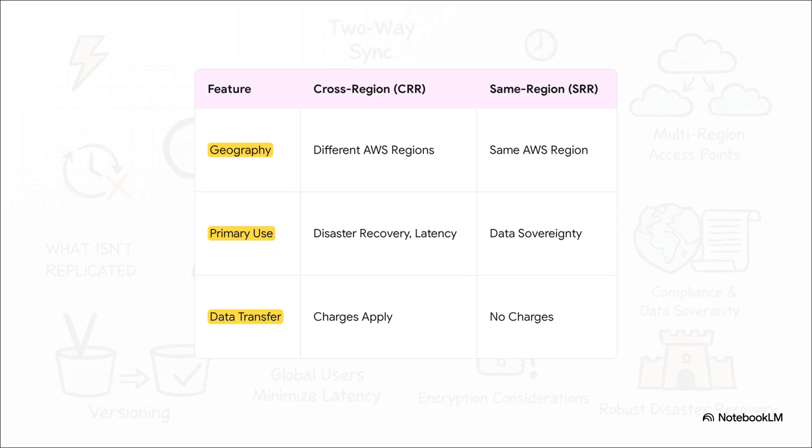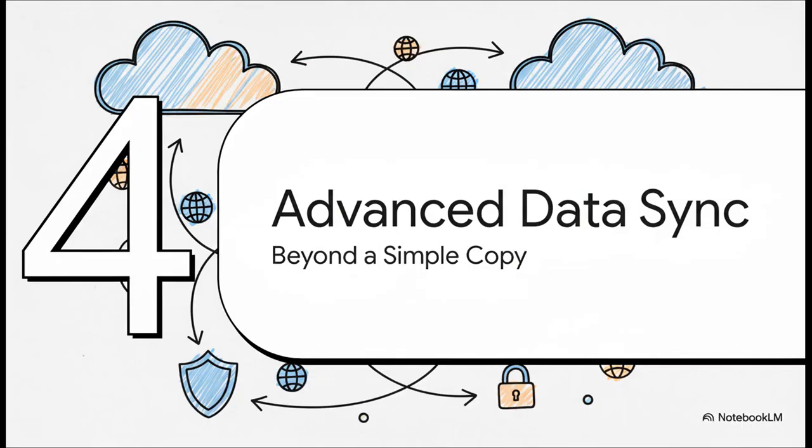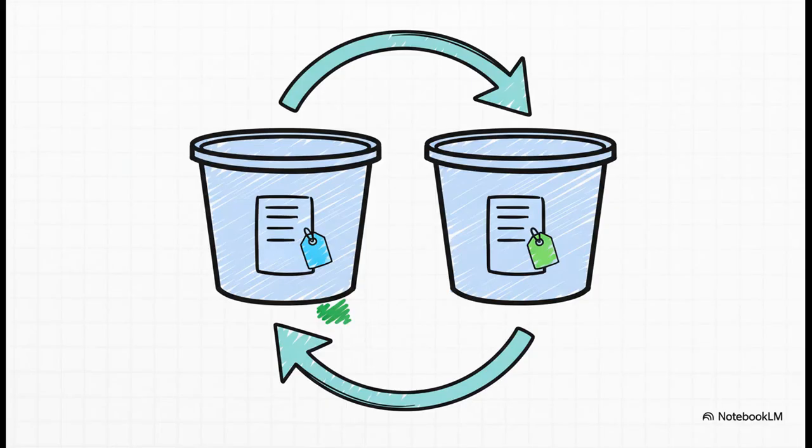I love this analogy. CRR is like having safety deposit boxes in different cities, while SRR is like having two separate vaults in the same bank. But replication isn't just a one-way street. Let's look at how you could build some more advanced synchronization patterns that go way beyond just a simple copy and paste. For those really robust, high-availability setups, you can configure bidirectional replication.